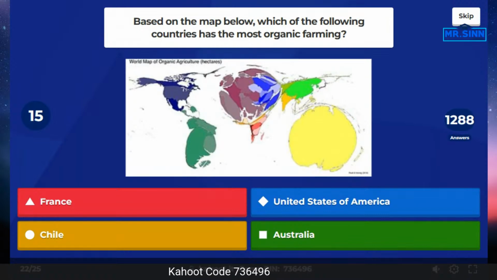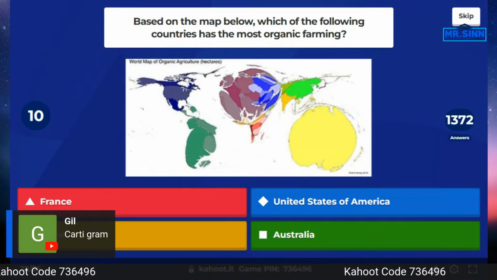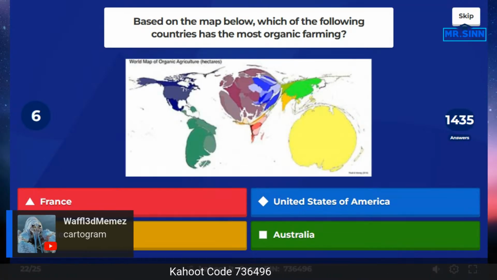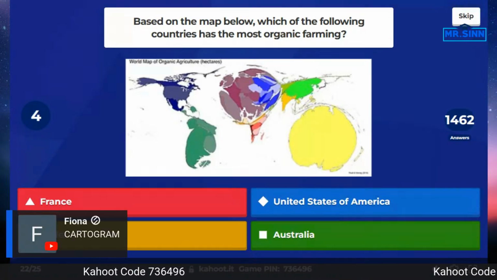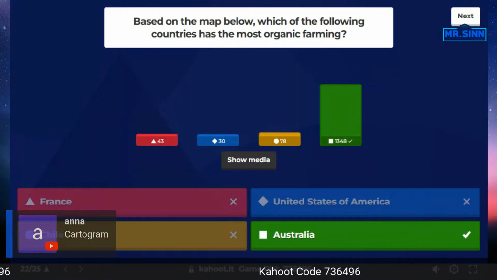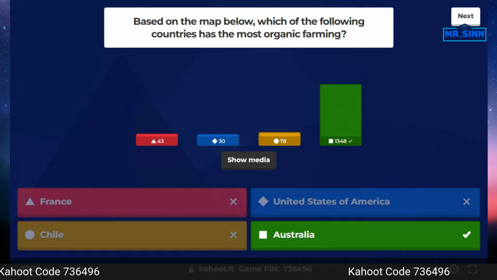Tobler's Law. Really, it's focusing on distance decay and how places interact. Okay, a cartogram. I like that. Cartogram. Yes, cartogram. Woo. Cartogram, please pin and shout out as well. Yep. Oh, and it's gone. I was going to read the rest, but sorry.